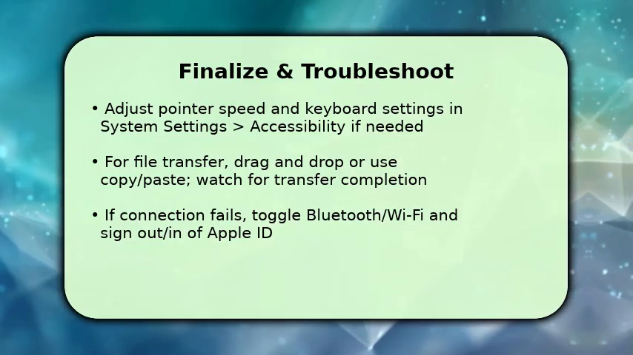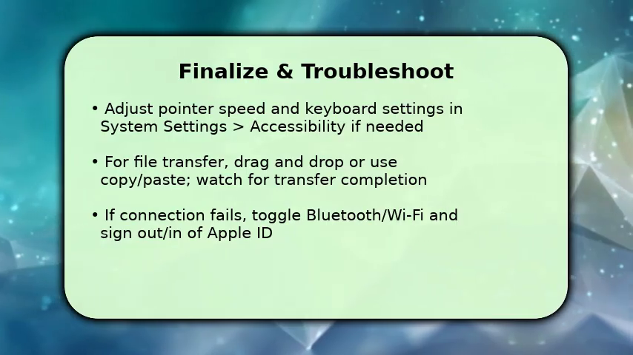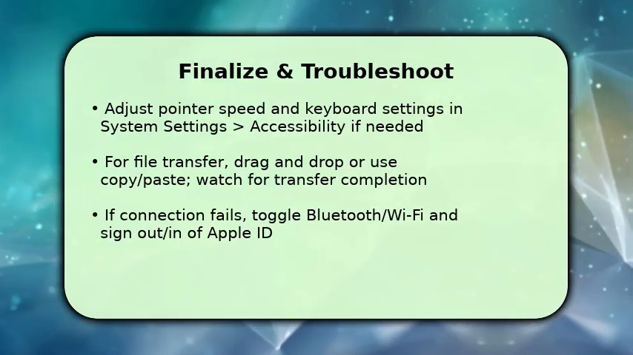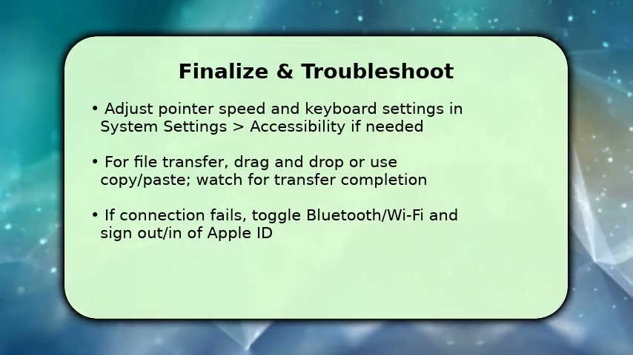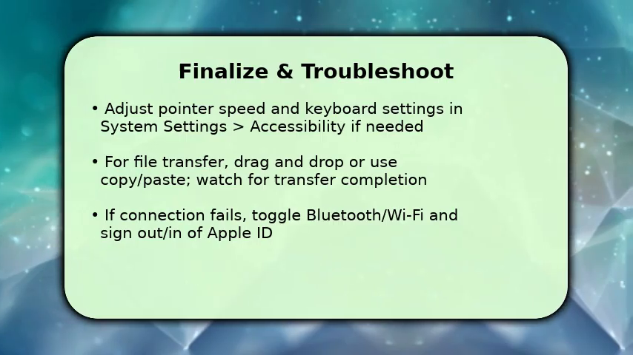If something goes wrong, first toggle Bluetooth and Wi-Fi on both devices, then sign out and back into your Apple ID if needed. If the cursor won't cross, recheck screen arrangement and Handoff settings. With these final steps, you'll have a reliable Universal Control.